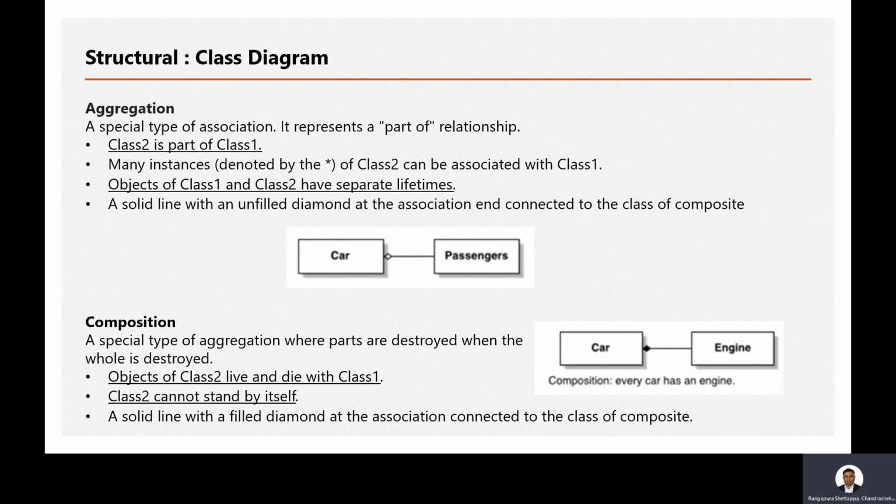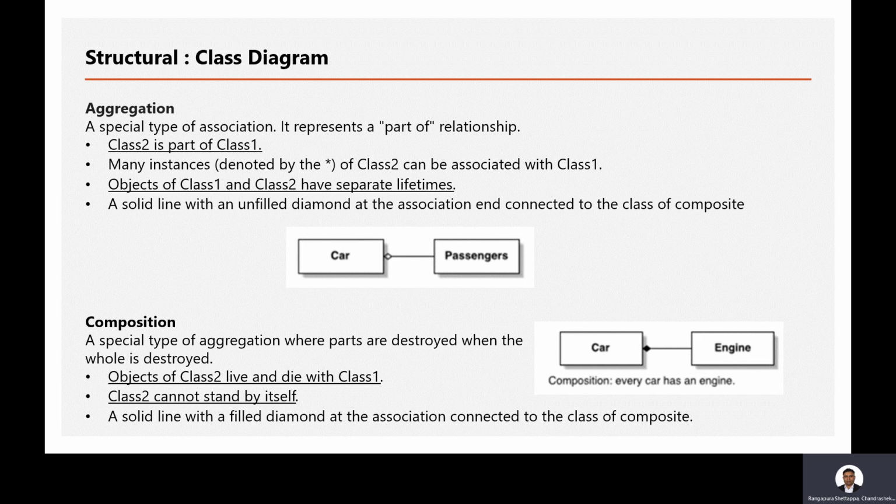Aggregation is a special type of association where a part-of relationship is represented. Class 2 is part of class 1. It's a special type of association. For example, the passenger class is part of the car class. If he sits in, he becomes part of it. Both classes have their own life cycle. This is very important to remember.